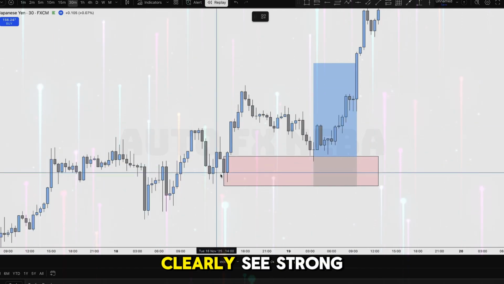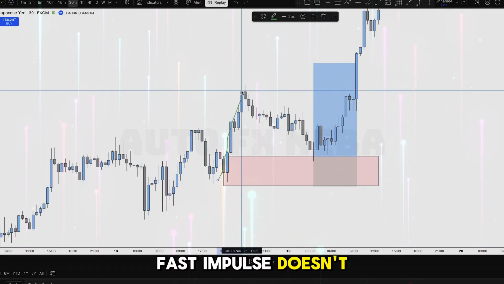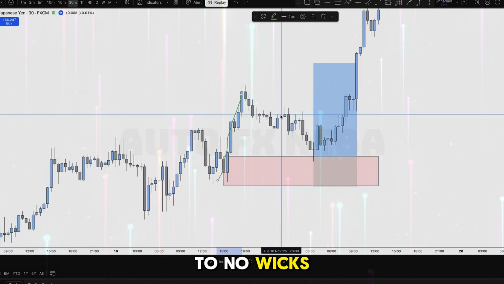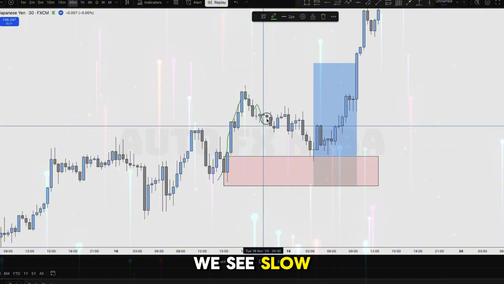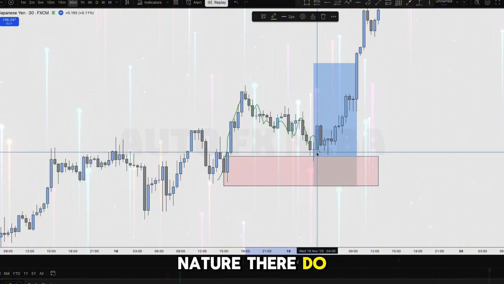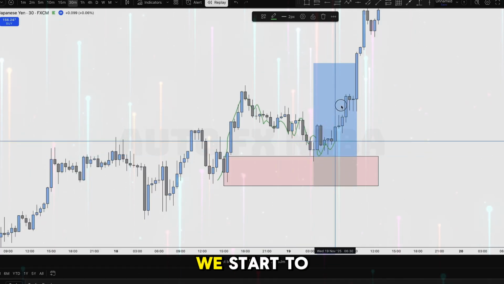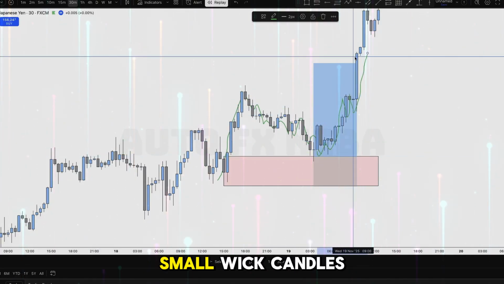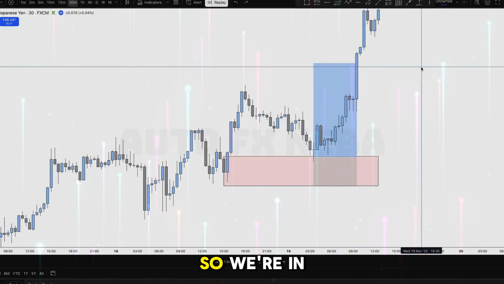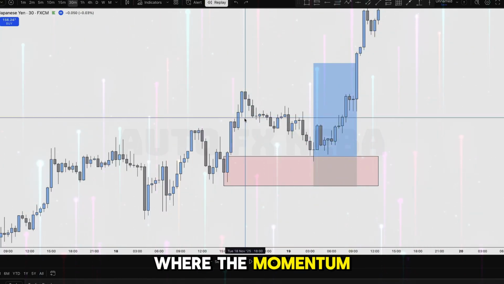whether it's buyers being stronger than sellers or sellers being stronger than buyers. Here we can clearly see strong, fast impulse, doesn't take a lot of time. The candles are very big, strong, fast, little to no wicks. The pullback we see, slow, choppy, sideways. We don't really get strong impulsive nature there, do we? And then as soon as we hit this zone, we start to see those big, impulsive, small wick candles reforming and running the market even higher. So we're in a position here where the momentum is on our side.